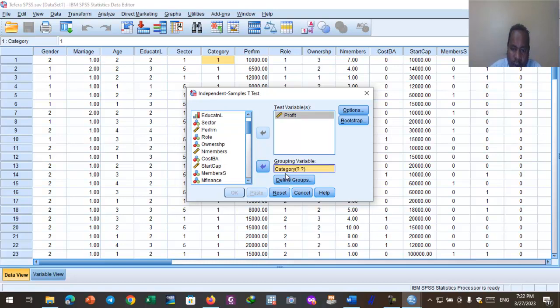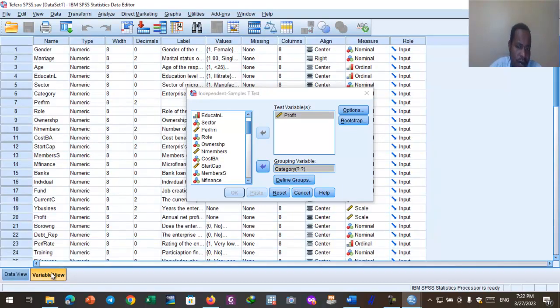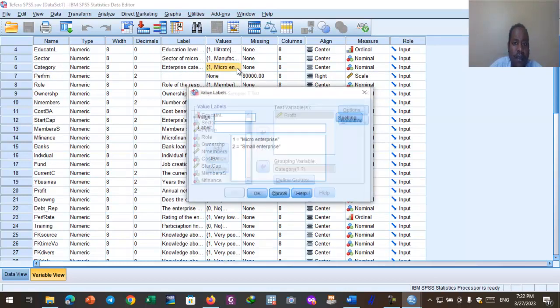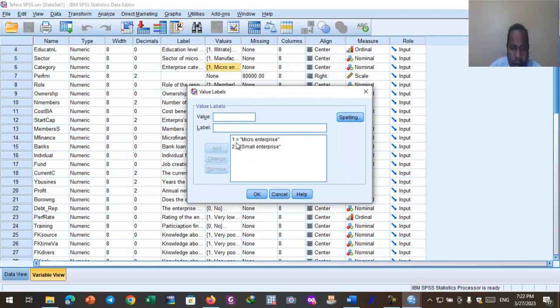And once we move it to the grouping variable, we have to define the groups. Okay, because look here in the category, we give values to the categories: if the enterprise is micro, it is to be represented by 1. Look here, category. We represented here 1 as micro enterprise and 2 as small enterprise.